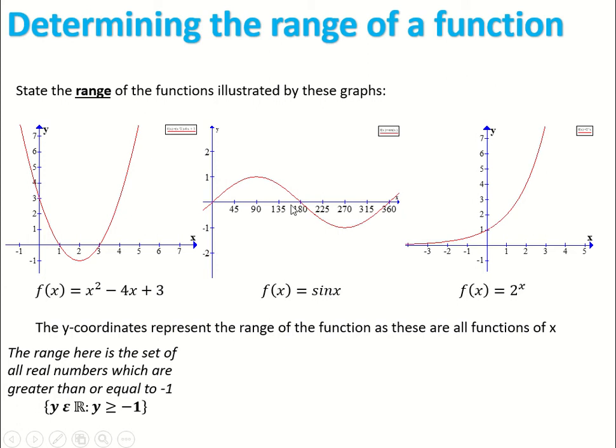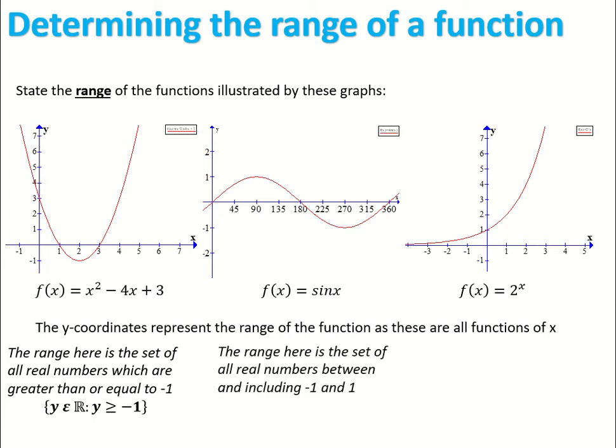Obviously, if we had 2 sine x, then the amplitude is increased. But if it's just a standard f of x equals sine x graph, it gets to 1, and it does get to 1. There is a value of 1. We know there's a value of 1 when x is 90, and we know there's a value of minus 1 when x is 270. But it never gets to a value above that. So similar kind of idea. The range here is the set of all real numbers between and including minus 1 and 1.